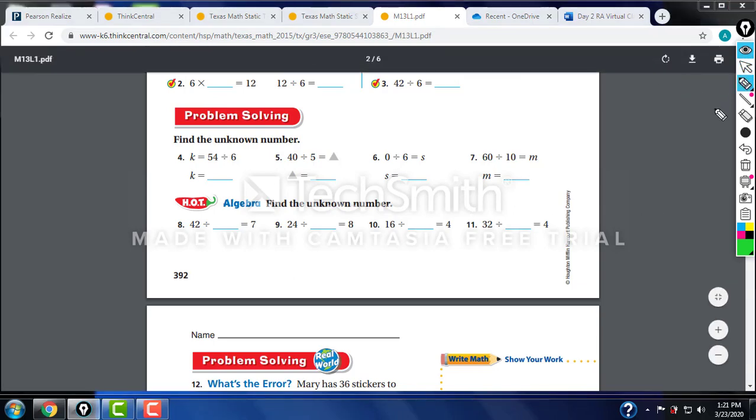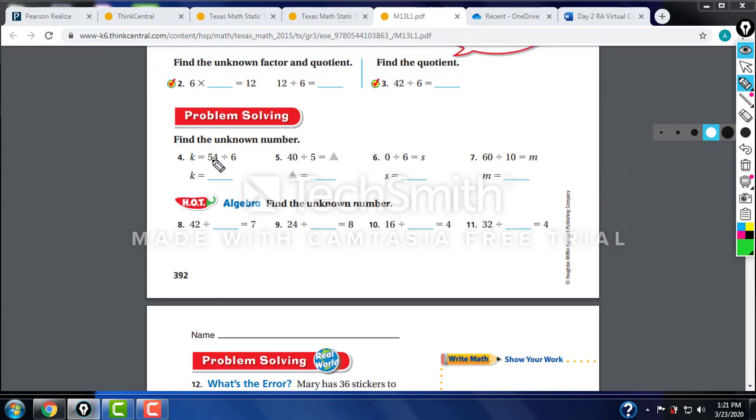Okay, we're back and we're solving for K. So we're looking at 54 divided by 6. So we're looking at 6 times what equals 54, and you should have got an answer of 9. Sorry for that. I'm still getting practice with that. Again, we're solving for the triangle. 40 divided by 5 is 8. Good. 0 divided by 6 equals 0. Remember, anything divided by 0 is going to be 0. 60 divided by 10, and M is 6.